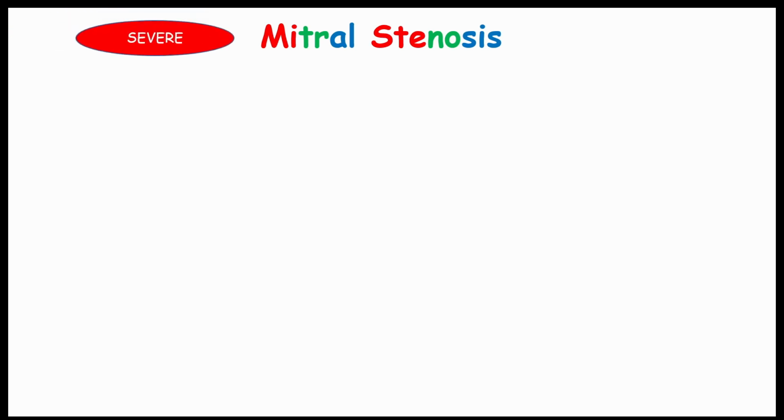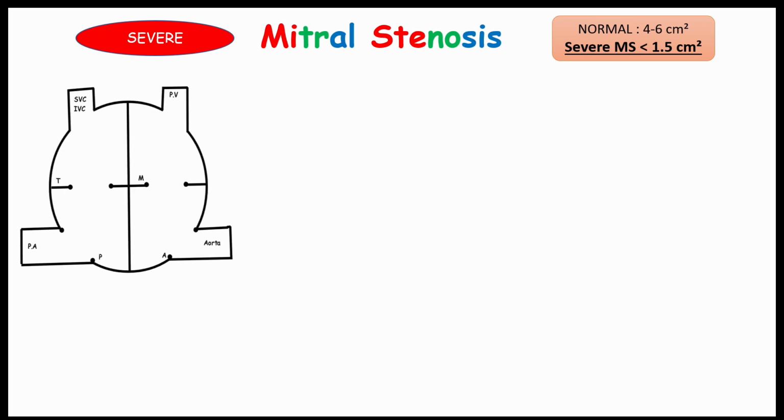Let's move to pathology. First of all, we will see mitral stenosis. Normally, the mitral valve has 4 to 6 square centimeters. But in case of severe mitral stenosis, it becomes less than 1.5 square centimeters. So it becomes much narrower. We will see normal and stenotic valve blood flow simultaneously to understand what's happening here.